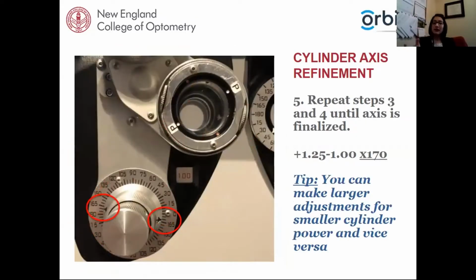And you would repeat this. Is it better 1 or 2, 3 or 4? And you would go back and forth, making adjustments, always rotating your axis toward the red dots based on the patient's response until the axis is finalized. And what do I mean when I say the axis is finalized?